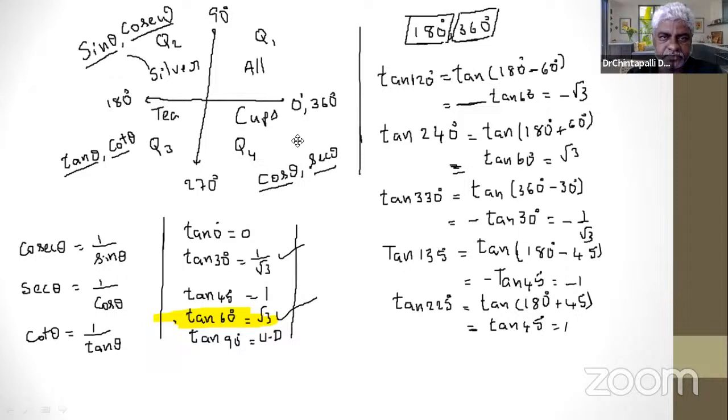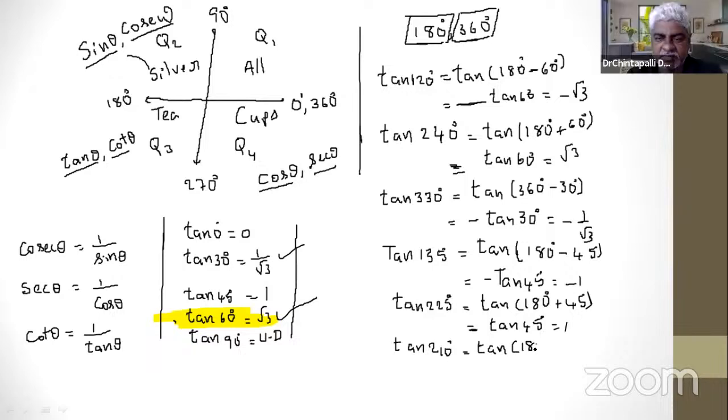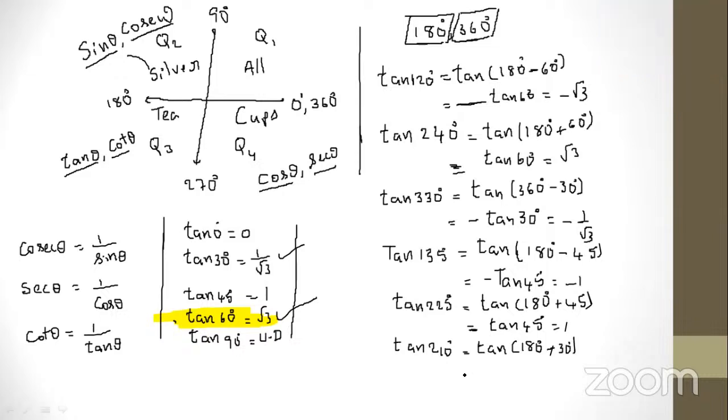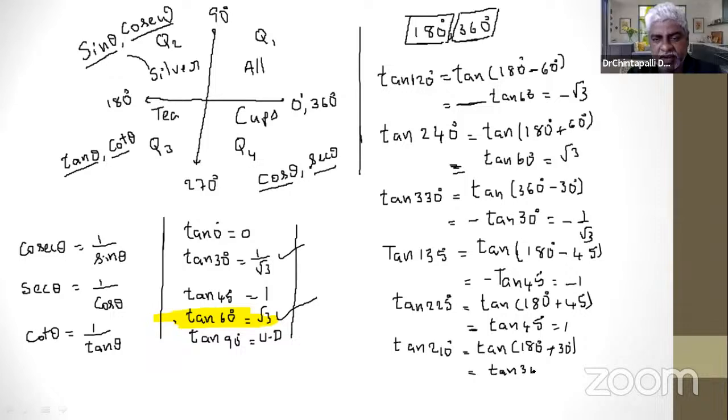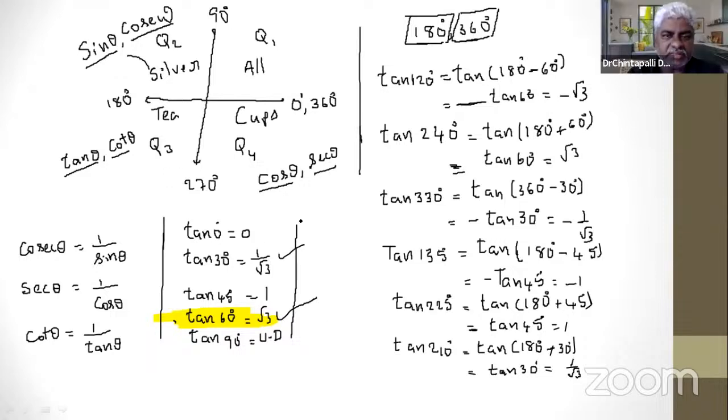Next. Tan 210 degrees. 180 degrees plus 30. Very good. Tan 30 degrees equals 1 by root 3. So tan 210 degrees is equal to 1 by root 3. What is tan 150 degrees?